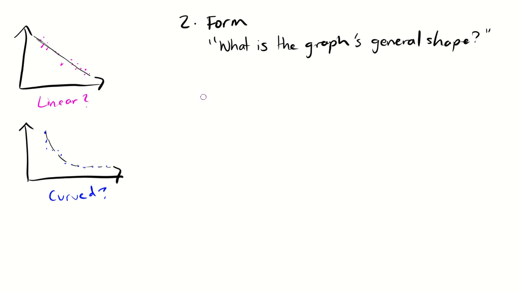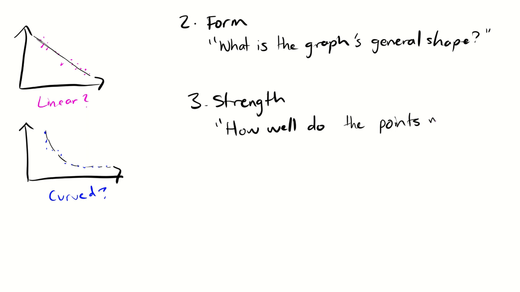Something that's related to form is the strength. How well do the points we picked out correspond to the form? In the case of the linear one we have up here, most of the points are really close to our line. So we would say that this is a strong linear.